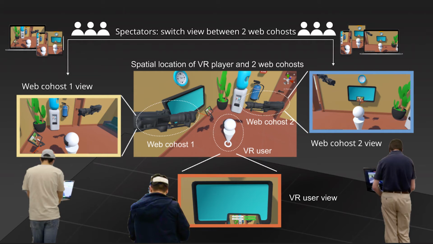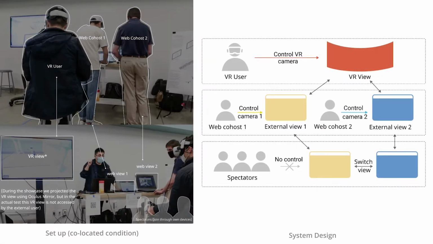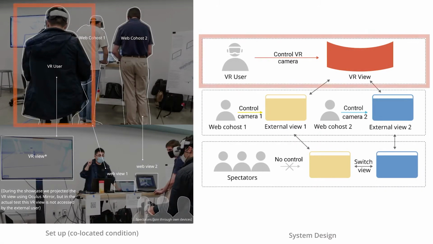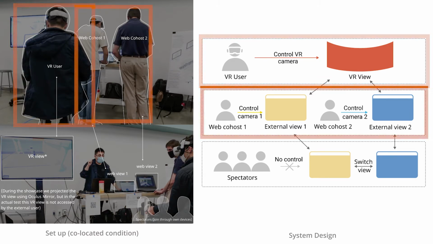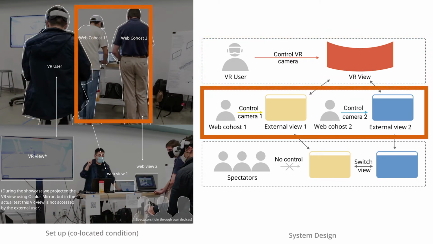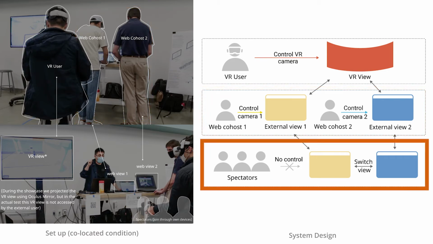To address this communication gap, we propose WebTransceiVR. It is a three-tiered system consisting of one VR user who is able to pilot the scene from the VR display, two non-VR co-hosts on web who can control their individual cameras and draw depth-corrected annotations that transfer onto the 3D scene, and spectators who can switch between either of the camera views that the two co-hosts can control.